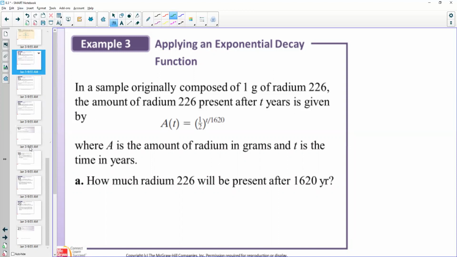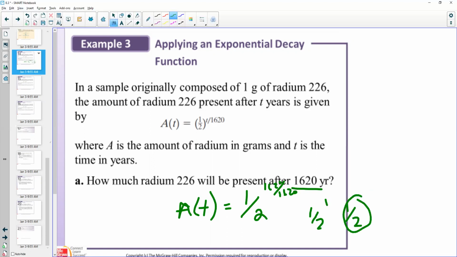Well, this is a time, right? We know where time goes, so we just have to get an amount. We want the amount at half to the power of 1,620 divided by 1,620. Well, half to the power of 1 is just half. So if I started with 1 gram, then half of 1 gram is just half a gram. That's how much I'm going to have, okay?